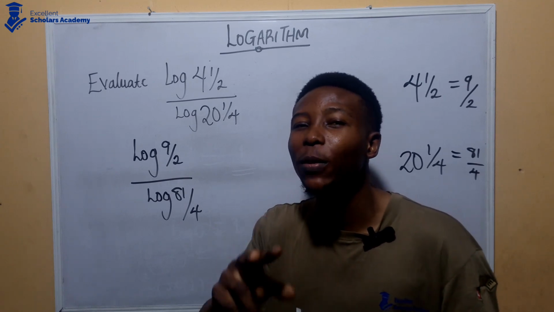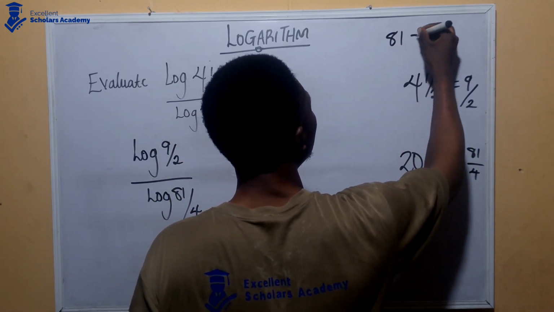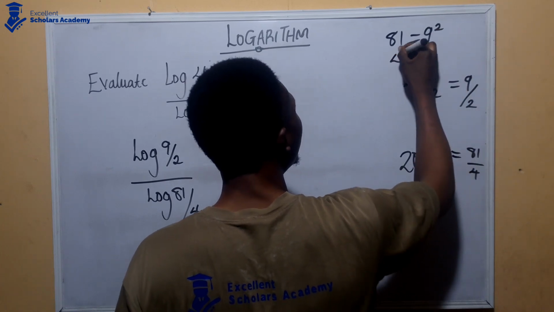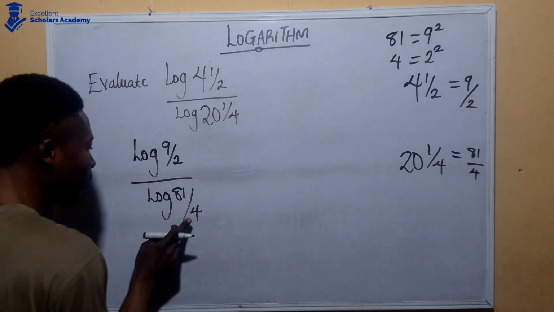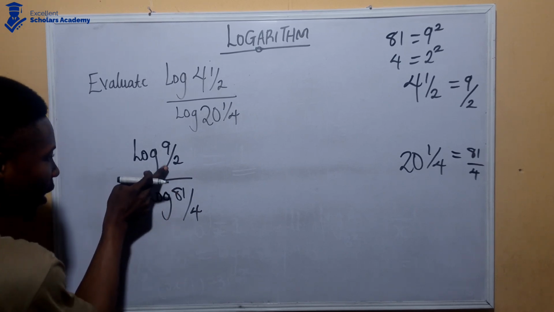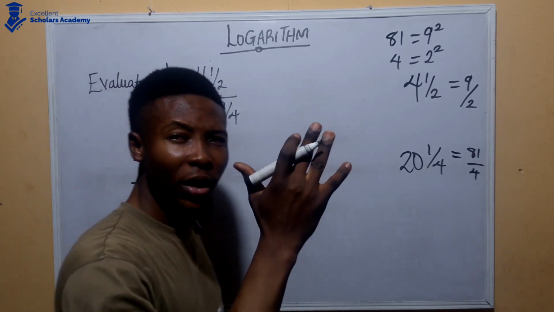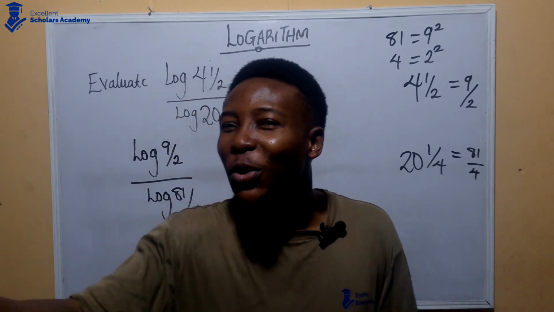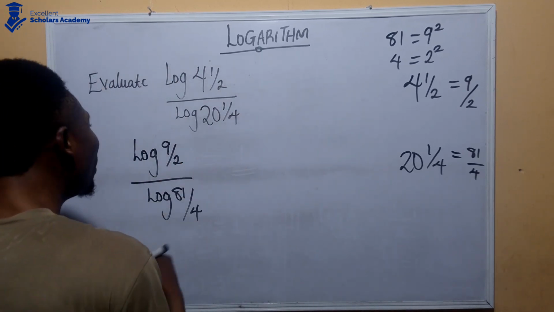4 can be expressed as 2 to the power of 2. This is what I'm saying. 81 is equivalent to 9 to the power of 2. 4 is equivalent to 2 to the power of 2. So you are seeing your answer coming out from here, because this is log 9 over 2. You have to foresee your answers sometimes before you even finish solving the question. All right, so now let's move on.